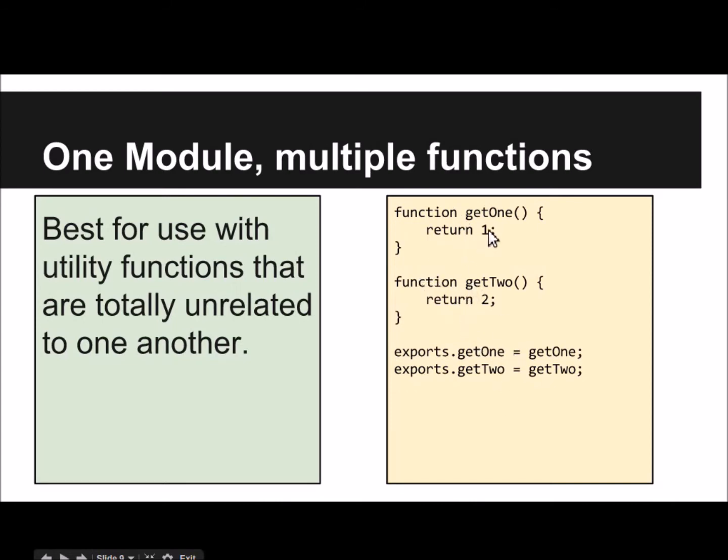There's get1 and get2 have nothing to do with each other. They don't share any information. This is a typical way to do that. If you're getting into a more complex structure, then you want to export an object out of there, not a series of individual functions.